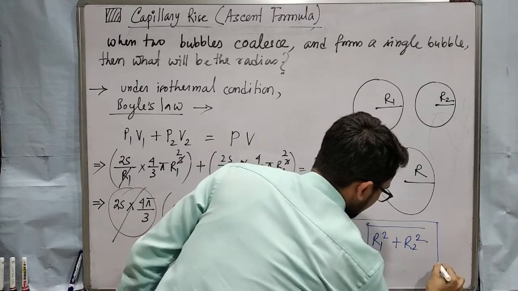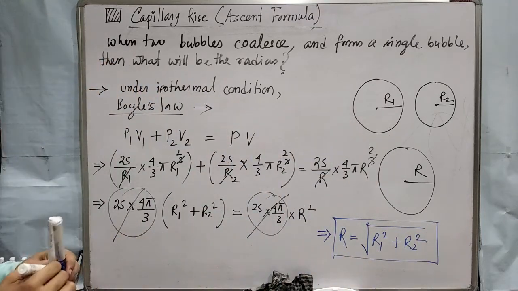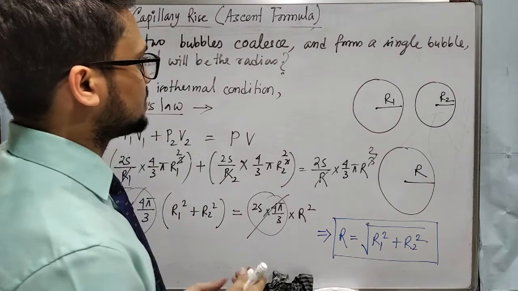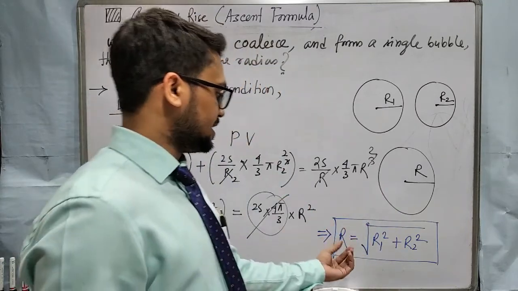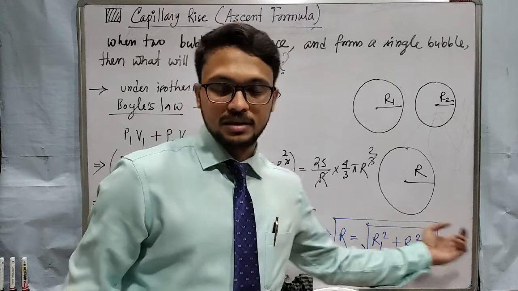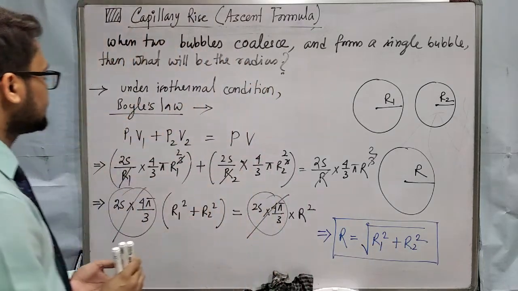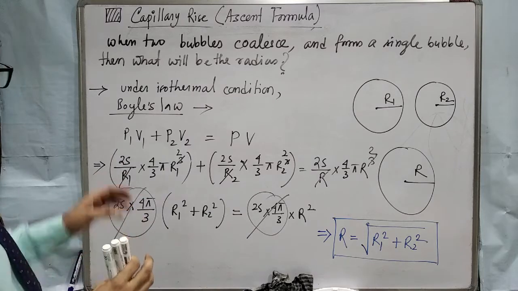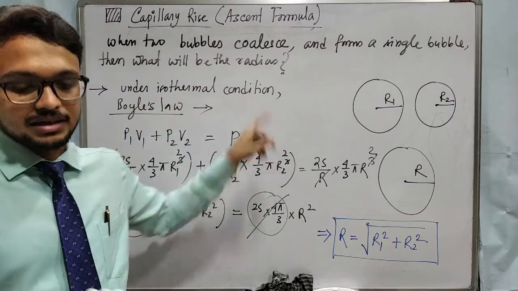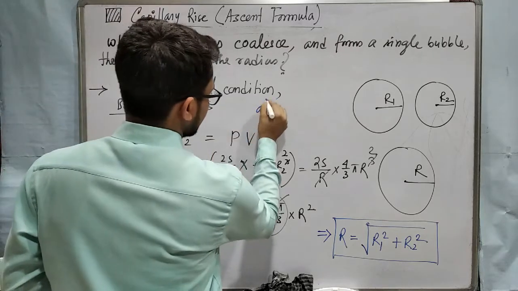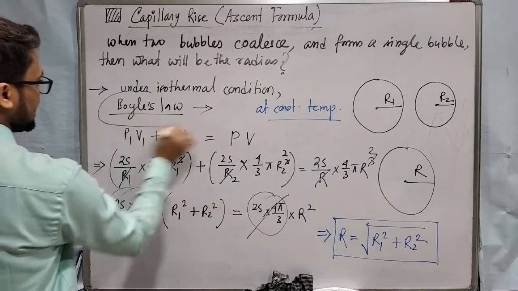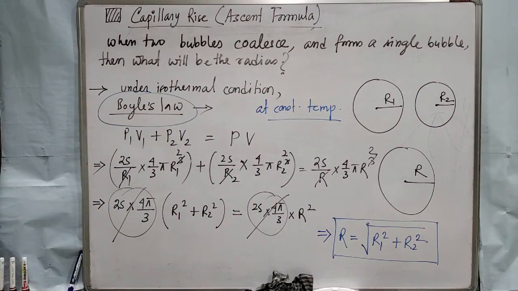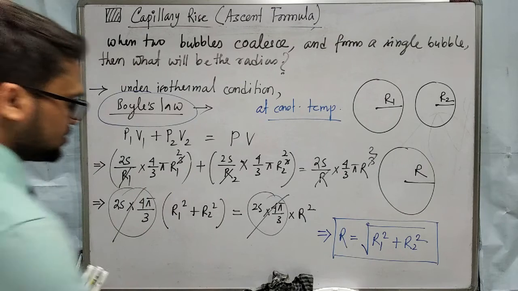Okay, so when two bubbles, in general two bubbles, are coalescing with each other, are joining with each other, then we will get a bigger bubble of radius r equal to root over r1 square plus r2 square. Okay, when we will get this thing? When this joining is happening under isothermal condition. Isothermal condition means at constant temperature. So at this condition we can apply Boyle's law. Boyle's law means pressure into volume will remain same. Clear? So this is one important thing.